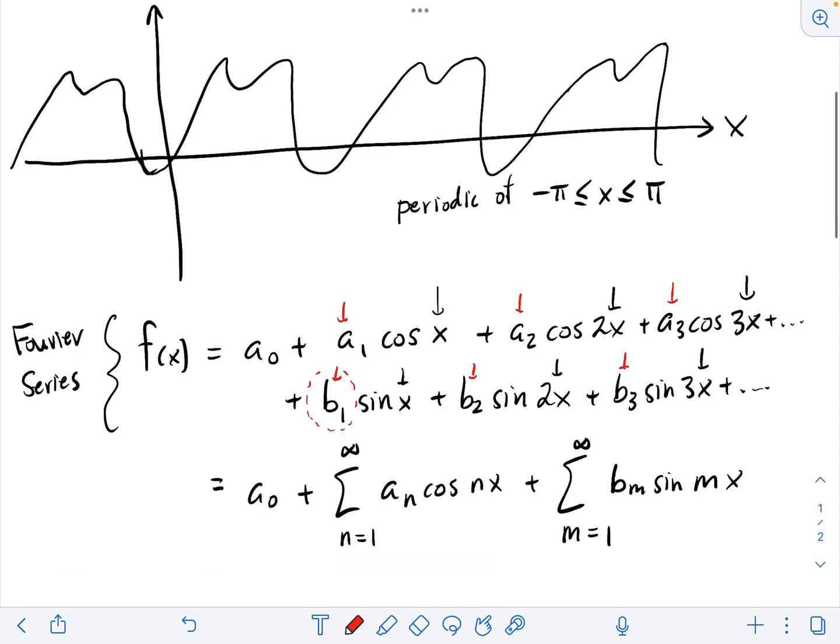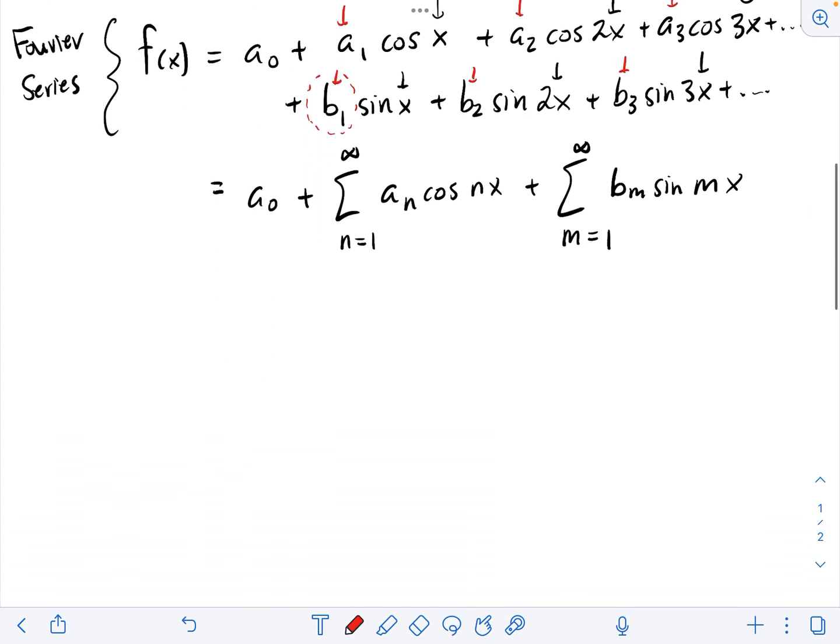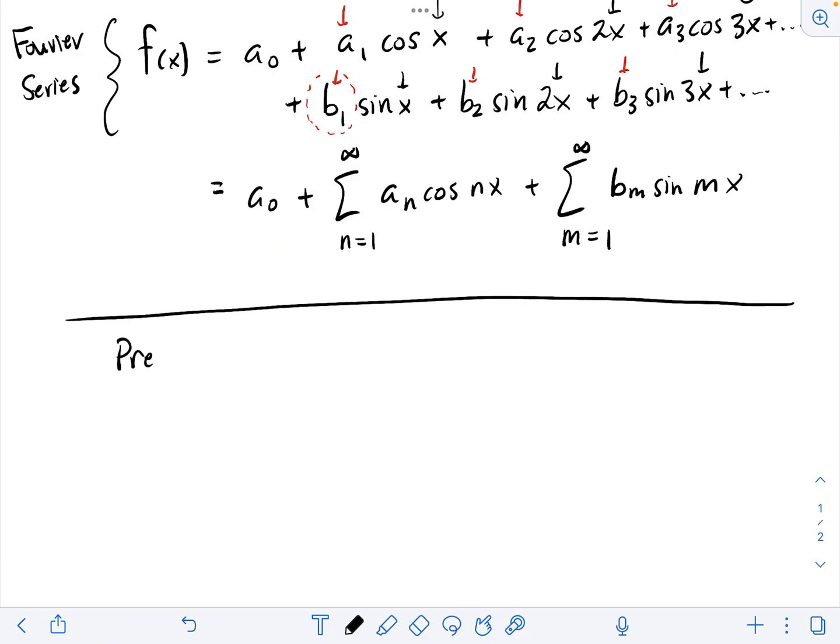Before we go and do these calculations, we need to cover some preliminaries. The whole goal of what we're going to do is find a way of determining the values of the coefficients A0, An, and Bm. We'll assume that it is possible to write a periodic function in the way that's expressed here in equation 1. If that's possible, then we need to determine all those coefficients.